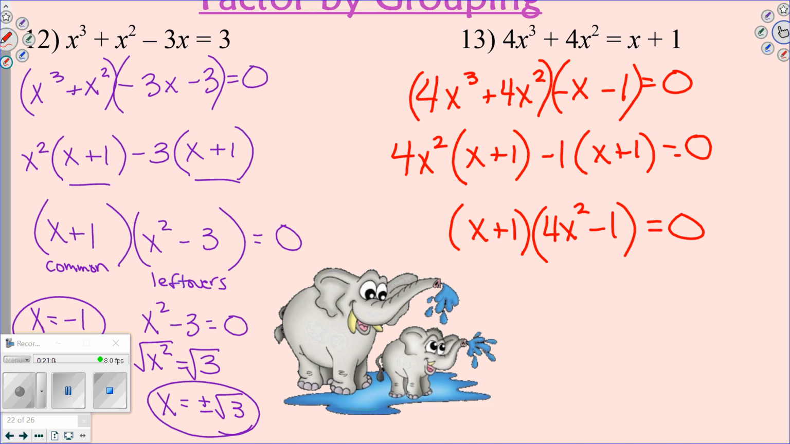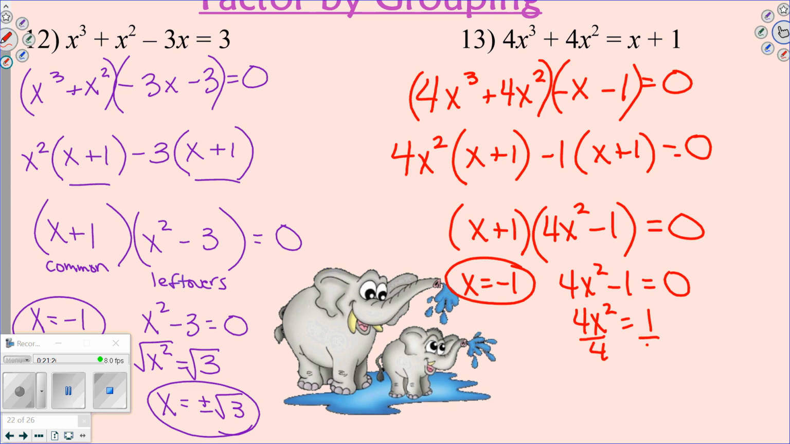And then we set each one equal to 0. What's x equal here? Negative 1. Here, 4x squared minus 1 equals 0. So 4x squared equals 1. Divide by 4. x squared equals 1/4. Square root, top, bottom. What's the square root of 1? Square root of 4. And don't forget plus or minus.